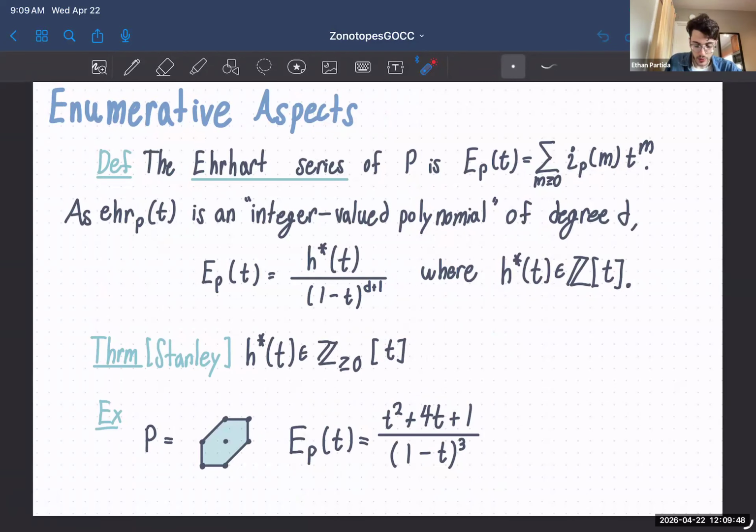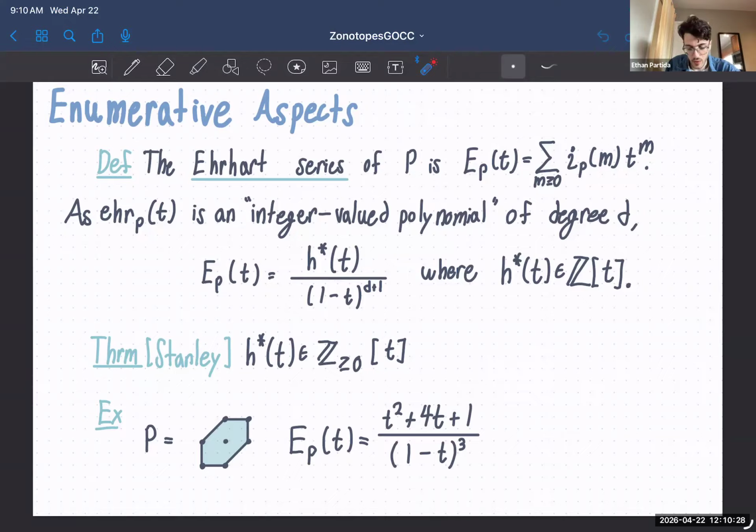And another thing you can do is construct a generating function that knows all of these graded lattice point counts at once. So what you do is you construct this Ehrhart series, which is the generating function such that the coefficient on t to the m is the number of lattice points in the mth dilate. And the Ehrhart polynomial, by definition, is something called an integer-valued polynomial, which just means that when I plug an integer into this polynomial, I get out an integer, which is true because this polynomial counts stuff.